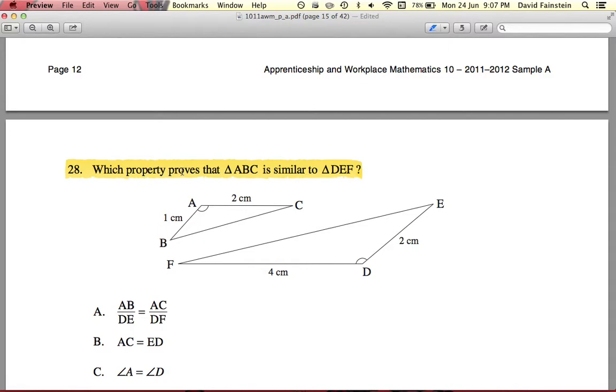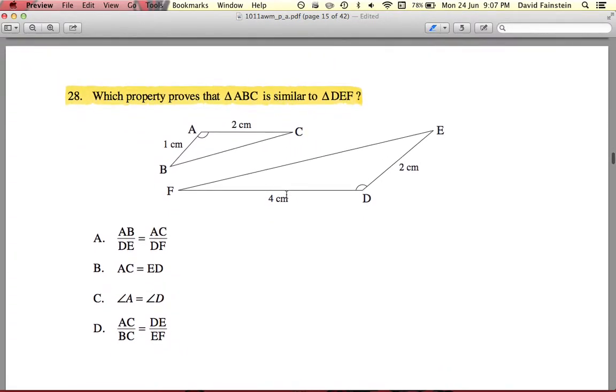Which property proves that triangle ABC is similar to triangle DEF? Now, what they're getting here, and if you look at all the answers, AB over DE equals AC over DF. AC equals ED. Something equals something, something equals something. When you see the word proves, now it's not all the time. Actually, I would dare to say that you could just about say all the time. But let's just say high majority of the time, when you encounter the word proves in a question, you want something to equal something else.